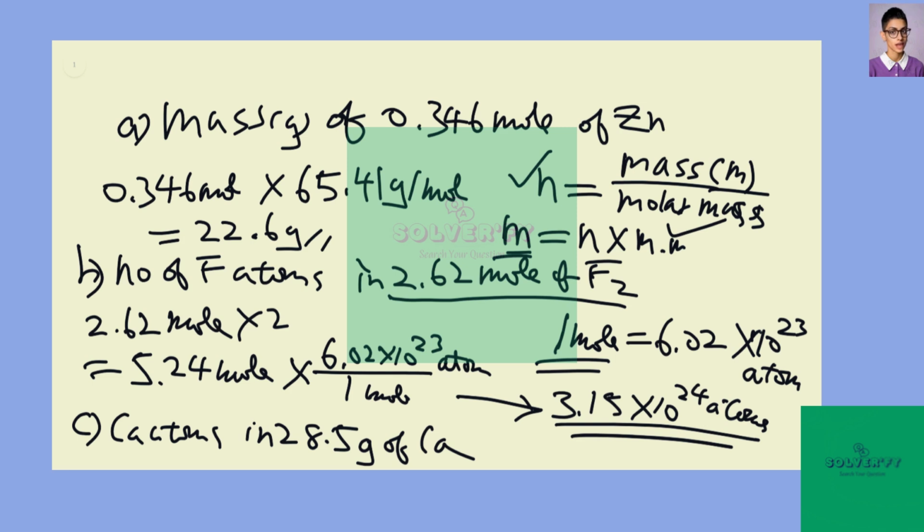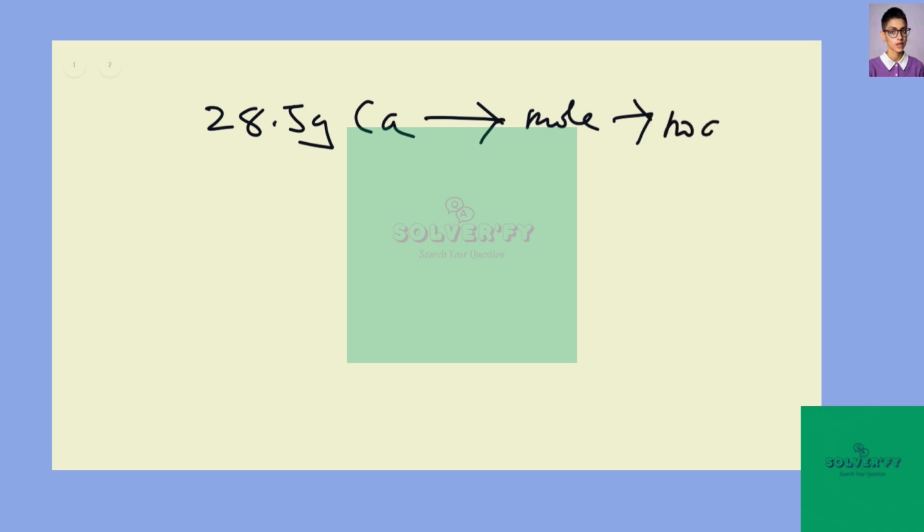Okay, last but not least, we're going to look for how many calcium atoms are in 28.5 grams of calcium. We have 28.5 grams of calcium. We just need to find the number of moles, and then we can find the actual number of atoms. To find the number of moles, we use the equation: number of moles equals mass divided by molar mass.